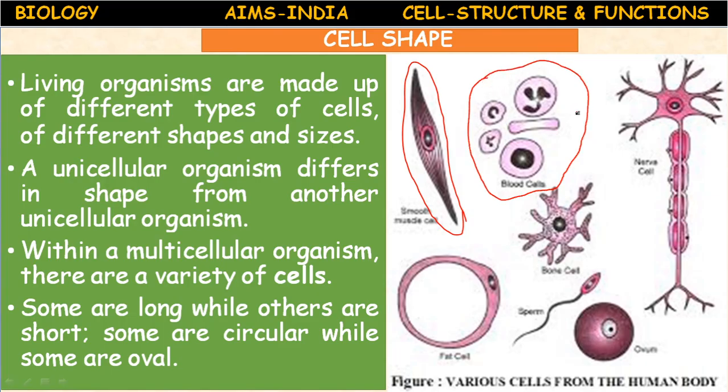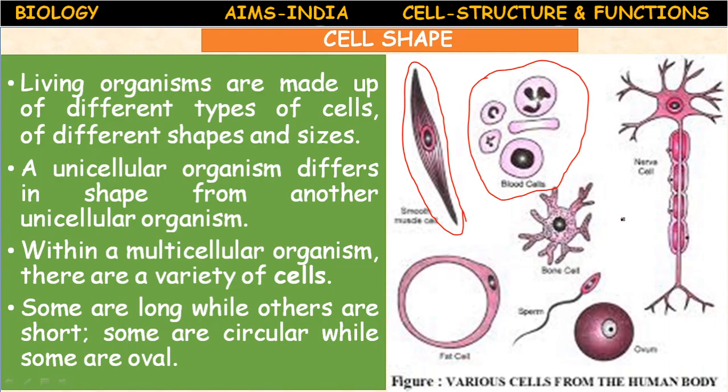WBCs possess a variety of shapes, like amoeboid. They are also called amoebocytes. They are also called leukocytes, because they lack hemoglobin, so they are white in color. White blood cells or white blood corpuscles are of different shapes and sizes. RBC is a biconcave oval shape. So there are different shapes of blood cells. Though they are single cells, they are of different shapes.